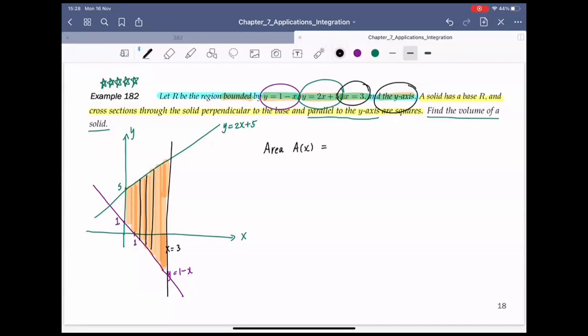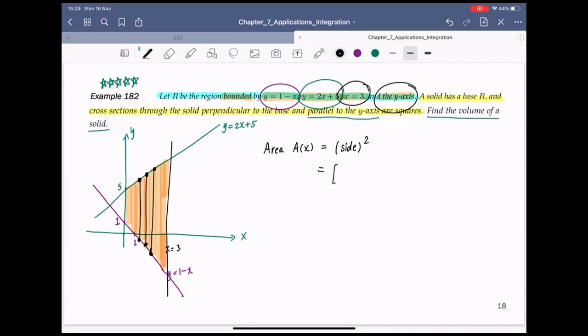So the area A(x) is going to be, well, you need a square, so the formula for the square is the side squared, right? And how do you figure out the side? The side is the top line minus the bottom line. Luckily, the shape that you have here uses the same top line, which is y equals 2x plus 5, and the same bottom line, which is y equals 1 minus x.